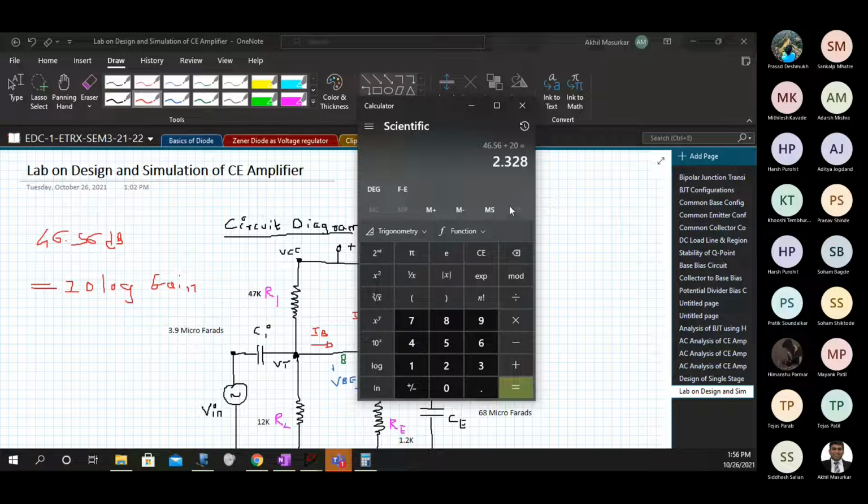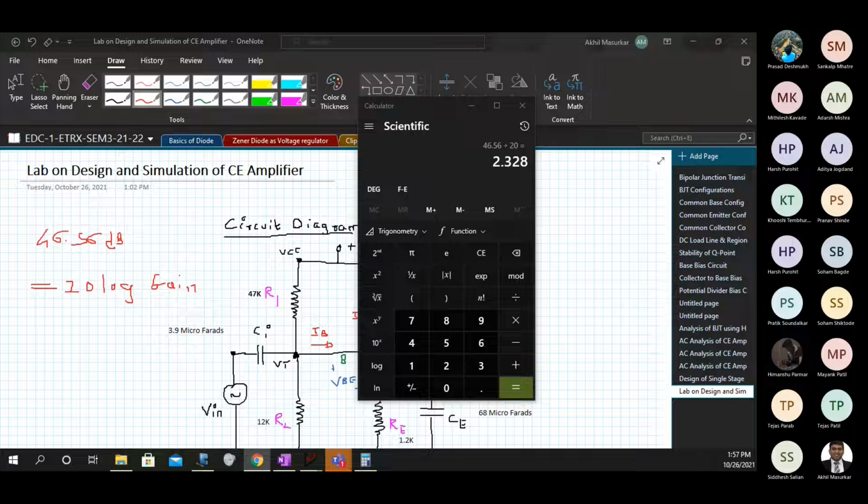Can somebody tell me what is the anti-log of this? Post your answers in the chat box. What is the anti-log of 2.382?